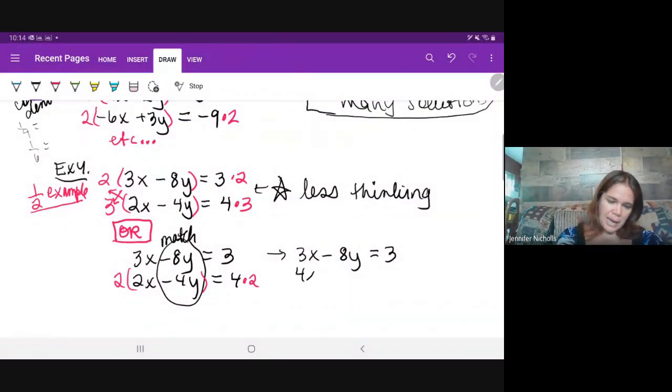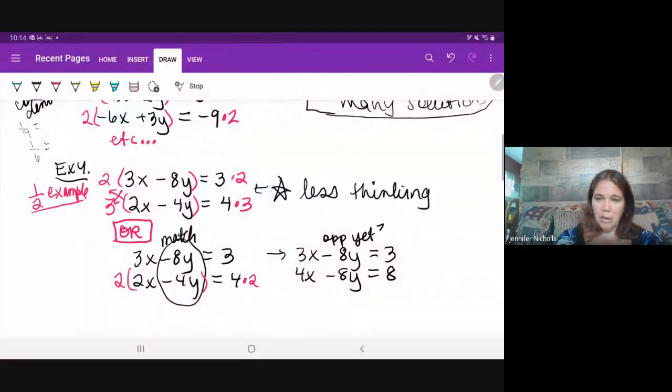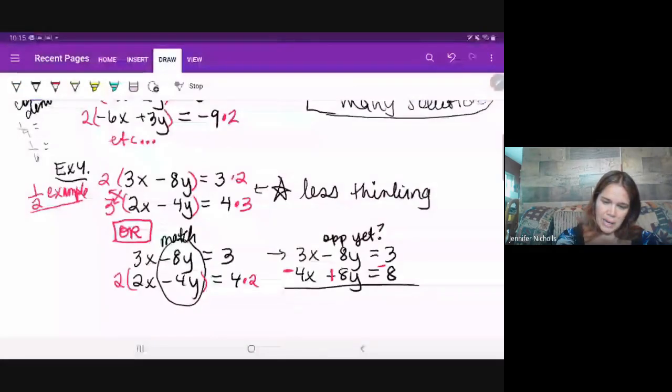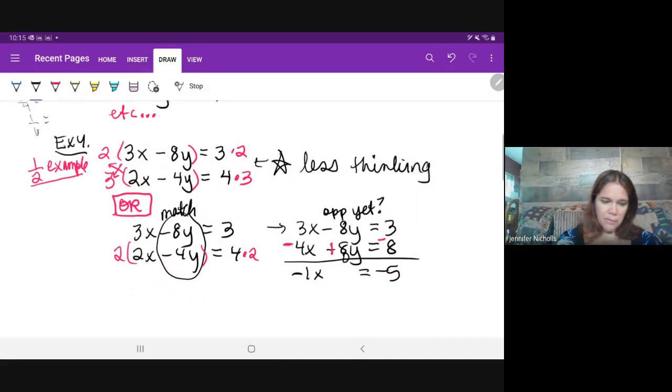Okay, so this is 4x minus 8y equals 8. Now, are they opposite yet? Are my y's opposite? Am I going to get 0 when I add? No. So what's my plan? Change all the signs of the bottom one. Or the top one, you get to pick. But sometimes you're like, I don't want to pick, I just want to rule. So negative 1x, 0, equals negative 5. How do you get x alone?